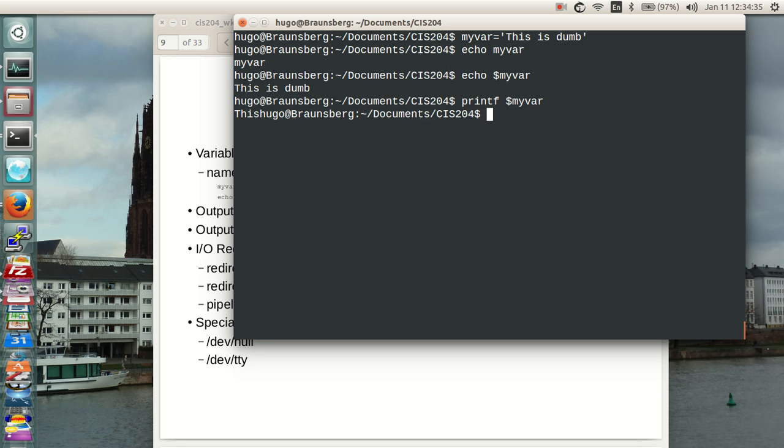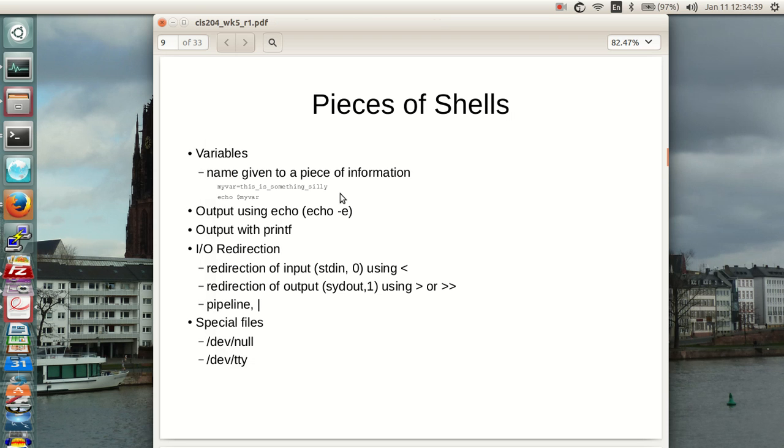So, IO redirection. You can redirect the input, standard in 0, using the less than sign. You can redirect the output, standard out 1, using the greater than or double greater than sign. You can also use a pipeline, which is the vertical bar. And there are also special files that you want to deal with, /dev/null and /dev/tty.